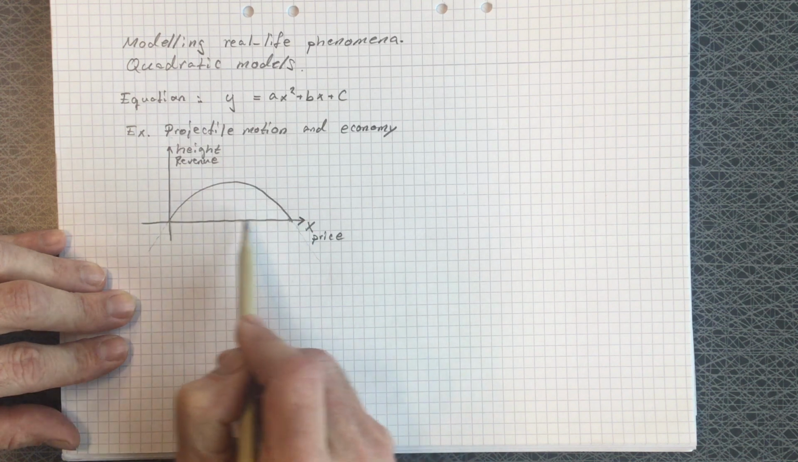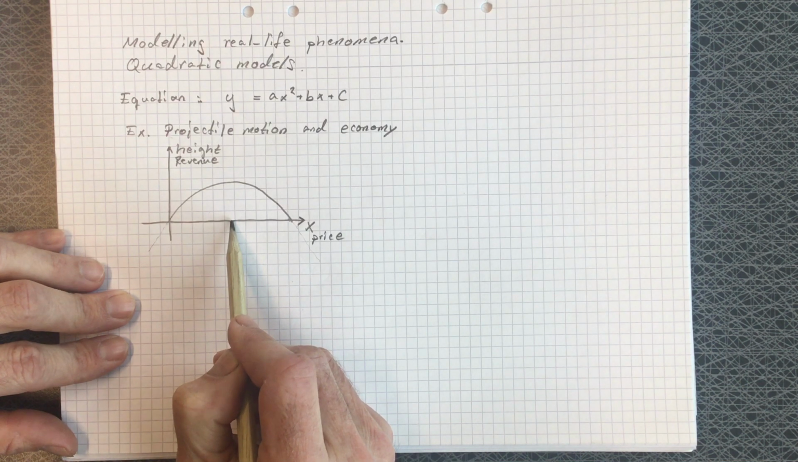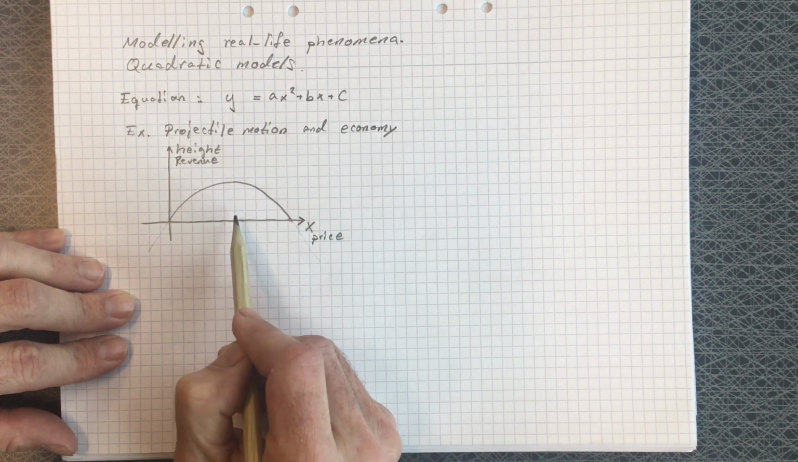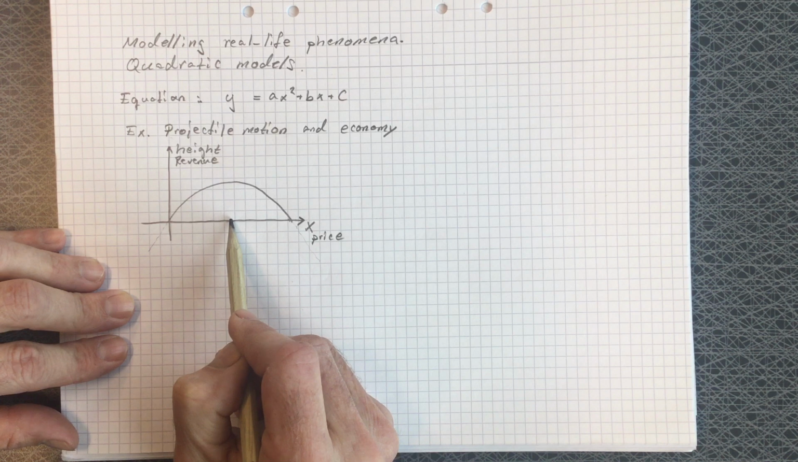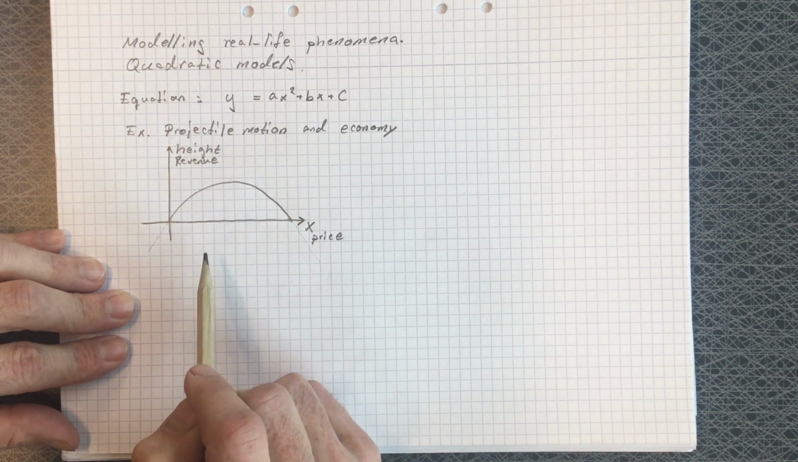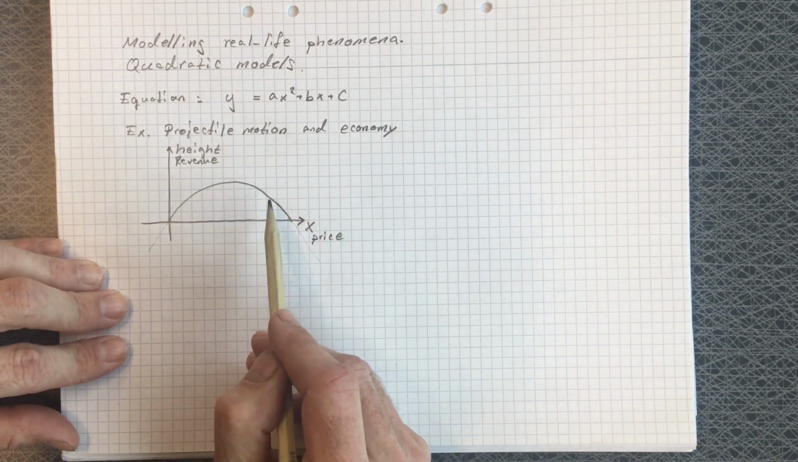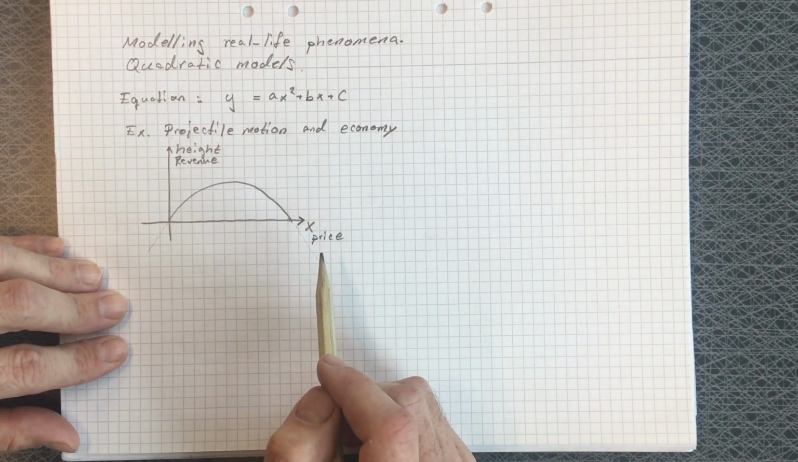And somewhere in the middle here, you will have the best price. So you will sell quite many of them, and you will get quite a lot for every good that you are selling. Therefore, the revenue will be the highest. And in the next video, I will show you examples of this.